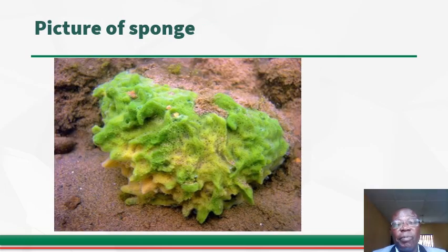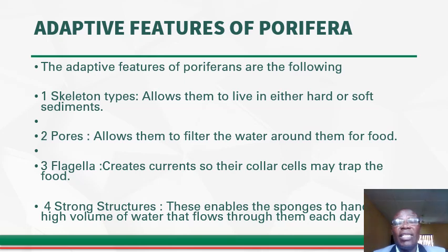This is the picture of a sponge. As you can see, they are greenish. They could be any type of color. See where they attach. They attach themselves to the substratum. Then what are the features that enable them to live or adapt to their various environments? They have some adaptive features, which include skeleton types. It is these skeleton types that allow them to live in either hard or soft sediment on which they attach themselves.